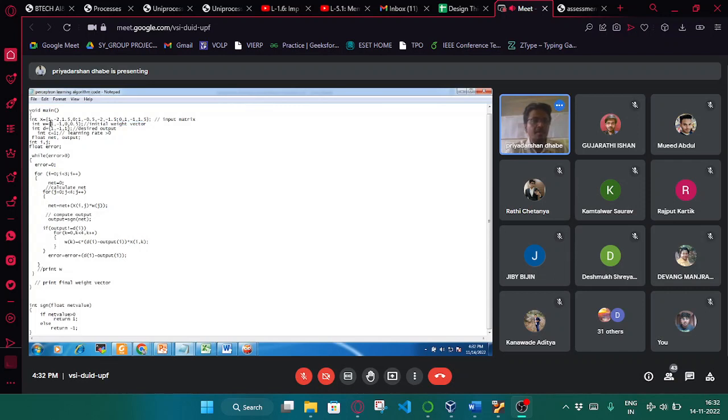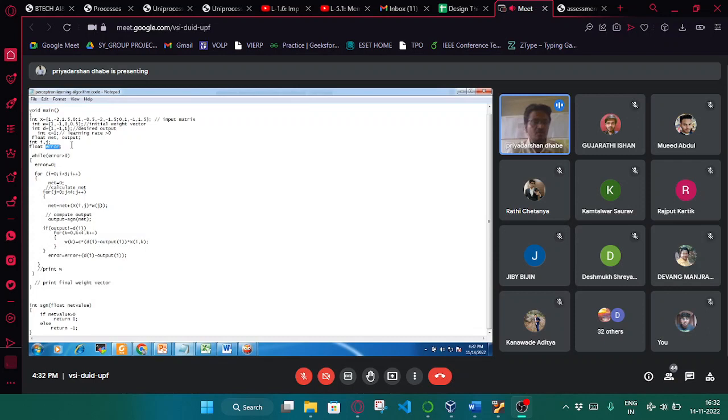Initial weight vector W0 is equal to 1, -1, 0, 0.5. Desired output D is set to 1, -1, +1. Learning rate is equal to 1. Net and output are declared as float. And I am using error now, because when to exit the training is based upon error.